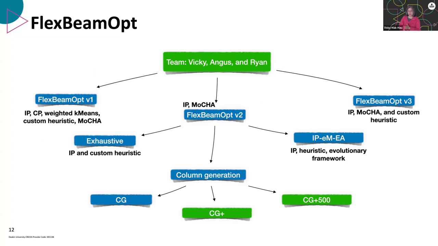Now, before I talk about the math, here is an overview of the methodologies that we have tested. Our first paper is about these three methods, the FlexBeamOpt versions 1, 2 and 3. I just call them FBO 1, 2 and 3. The first one is actually our most favorite algorithm because we used integer programming for some part of the problem and then constraint programming for some other part, weighted k-means, Mak-Hau, and some custom heuristic. So we call it a bit of this and a bit of that algorithm, a bubble.